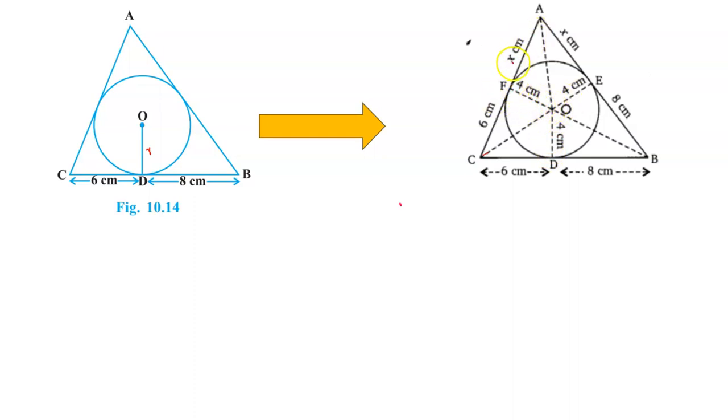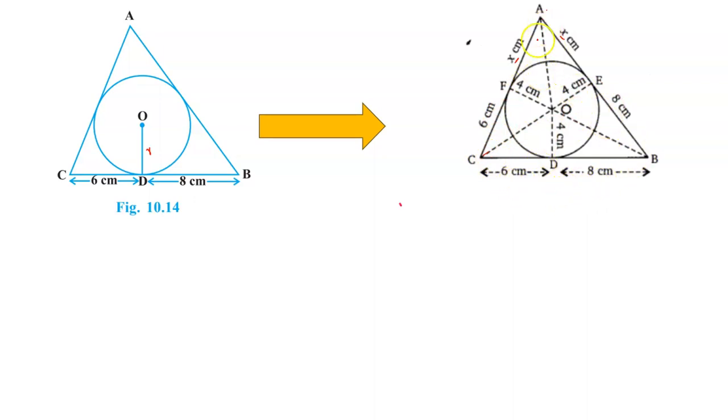Let us assume AF as x centimeters. Similarly, I am expecting AE to be x, because it is a circle inscribed inside the triangle. A is an external point, and we are drawing tangents. That is one of the properties we are using here. So AF and AE will be equal. Similarly, BD and BE will be equal, which is 8. CF and CD are already equal, they are 6. It is given.